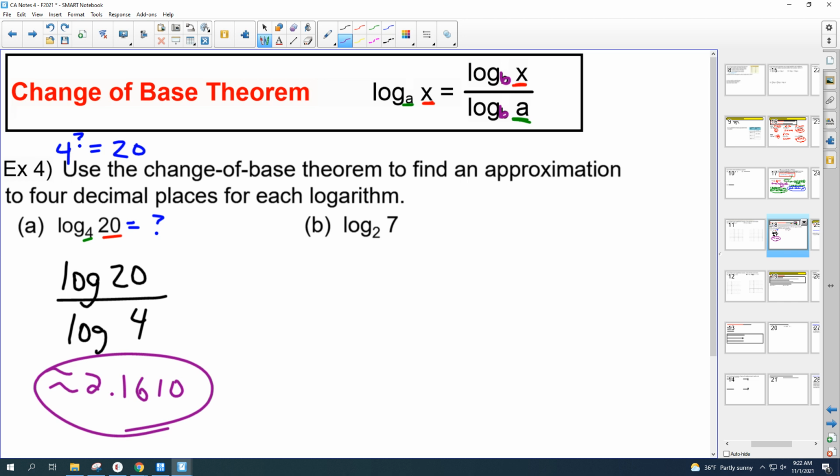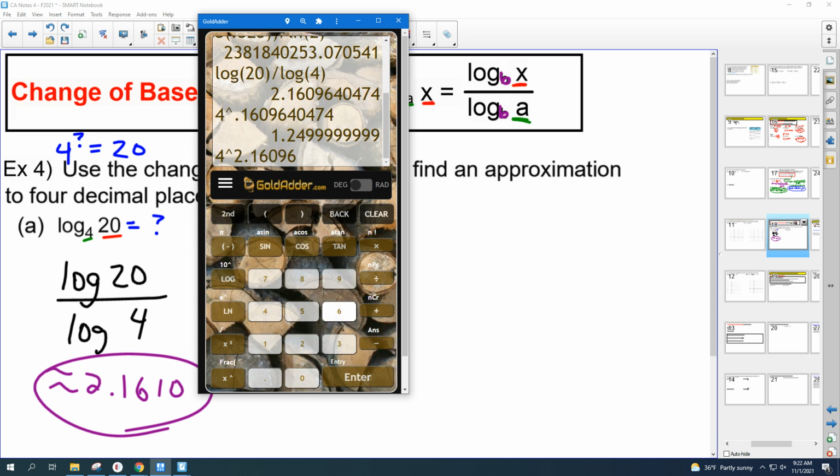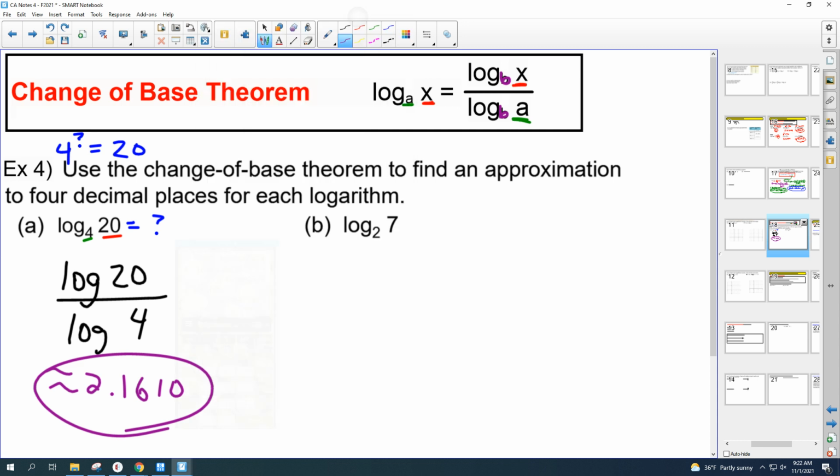Remember what we just found. We found an exponent, the exponent that makes 20. So if you wanted to check your answer, you're saying, well, what's 4 to the 2.1610? Oh, I missed my 2. Sorry. 4 to the 2.16 needs to be about 20, right? 4 to the 2.16 is about 20. Sure enough, we found the exponent.